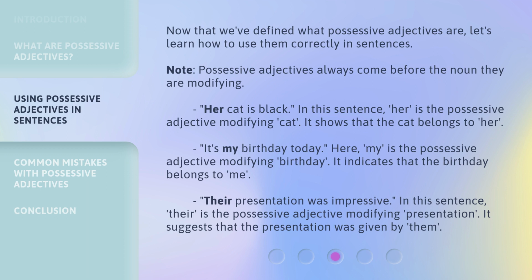It's my birthday today. Here, my is the possessive adjective modifying birthday. It indicates that the birthday belongs to me. Their presentation was impressive. In this sentence, their is the possessive adjective modifying presentation. It suggests that the presentation was given by them.